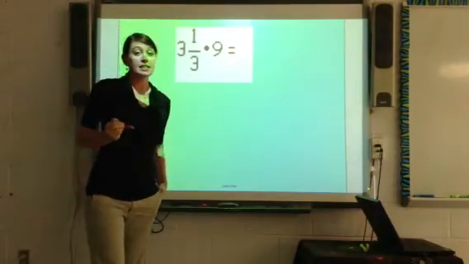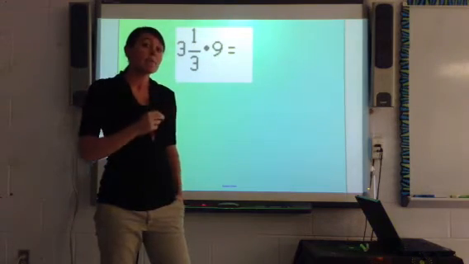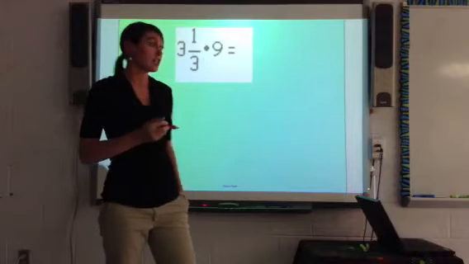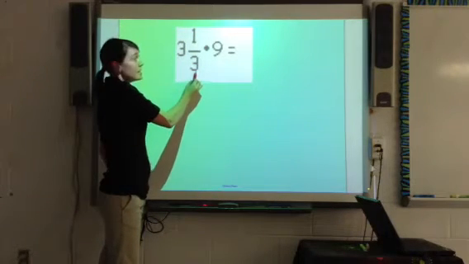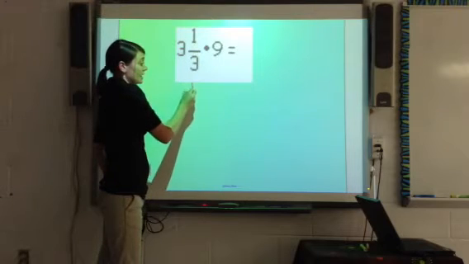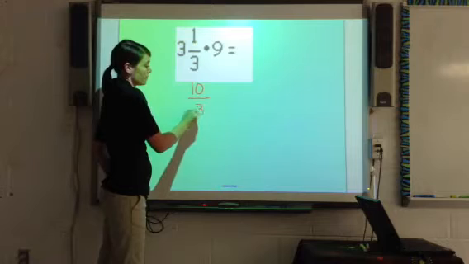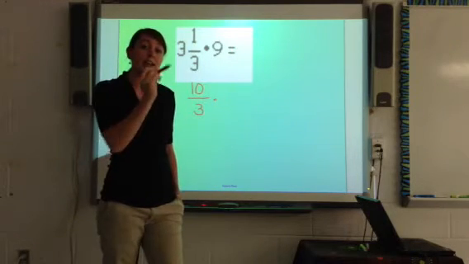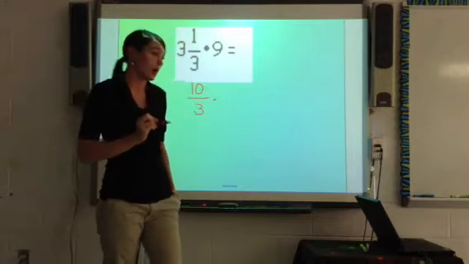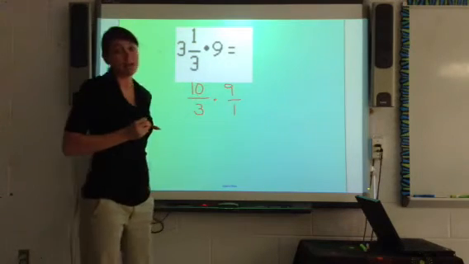On a problem like this where I have a mixed number, my first step is going to be to turn that mixed number into an improper fraction. 3 times 3 is 9. 9 plus 1 is 10. Keep in mind that your denominator always stays the same. Whenever you have a whole number, we're going to rewrite that as 9 over 1. It's the same thing. 9 divided by 1 is the same thing as 9.